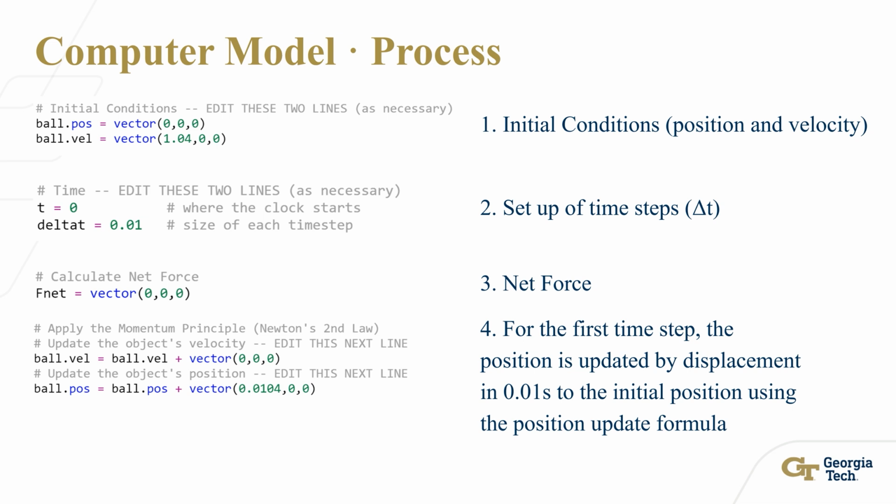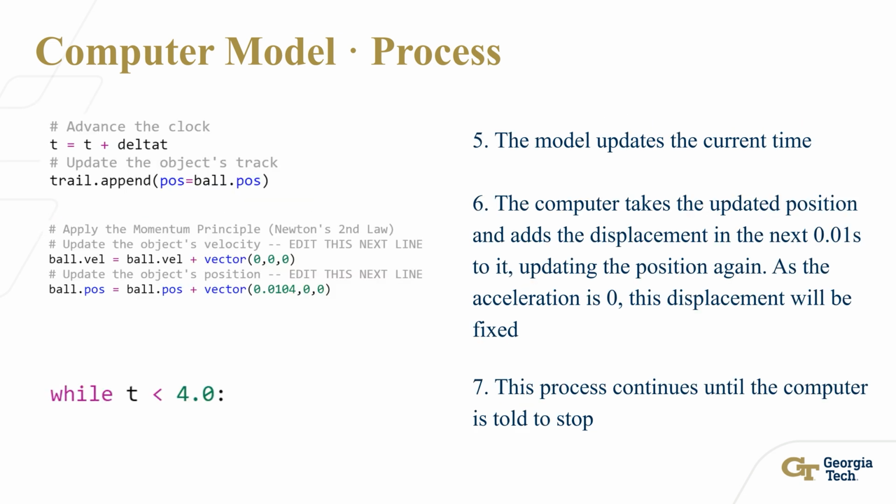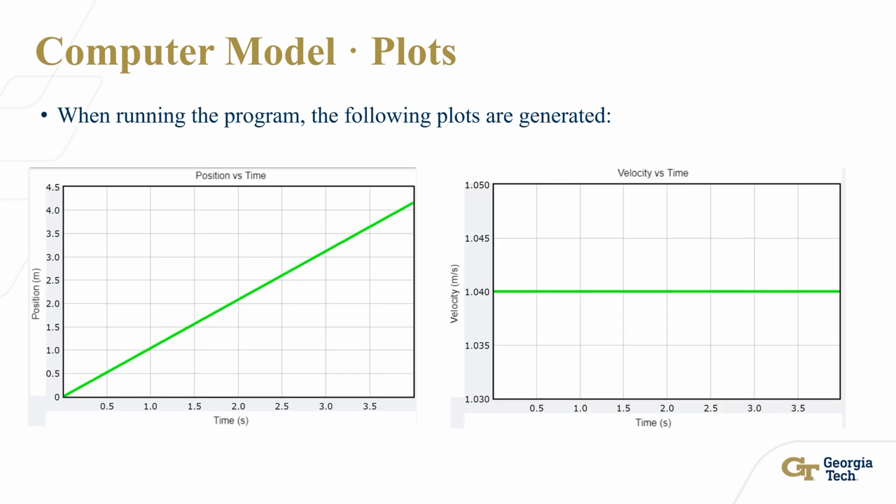For the first time step, the position is updated by the displacement in 0.01 seconds added to the initial position using the position update formula. Right after, the model updates the current time, and the computer takes the updated position and adds the displacement in the next 0.01 seconds, updating the position again. As the acceleration is zero, the displacement will be fixed. This process continues until the computer is told to stop. When running the program, the following plots are generated. For the position versus time, we get an increasing line that starts at the origin, whereas for the velocity versus time, we get a constant 1.04 meters per second.